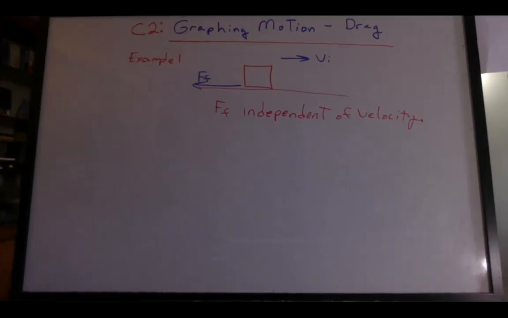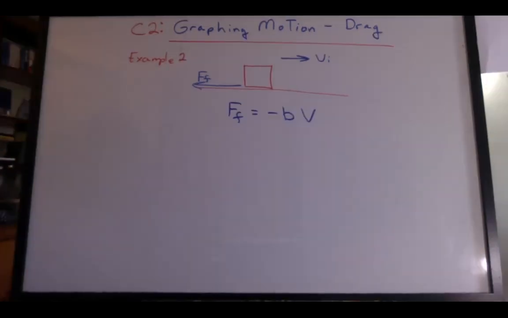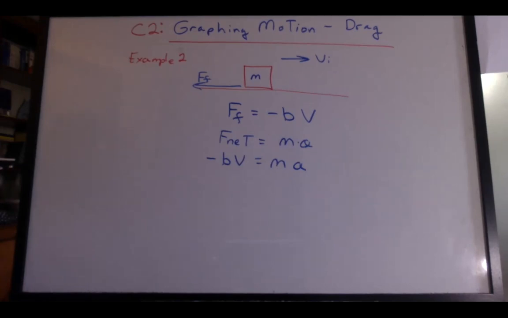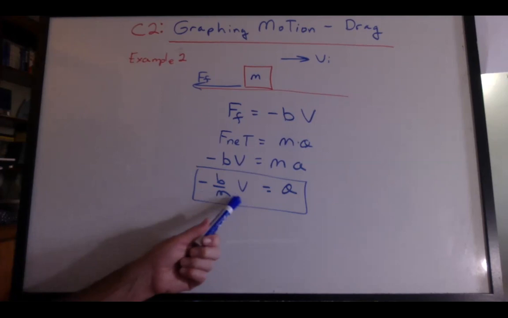In example 1, the drag was independent of the velocity. The acceleration was constant. In example 2, we'll say the drag is proportional to the velocity. Of course, the net force is still going to be equal to ma. I should really label the box with a mass of m. The net force is due to this drag, which is negative bv. So now we can see that the acceleration is going to change, not as a function of time per se, but as a function of the velocity.